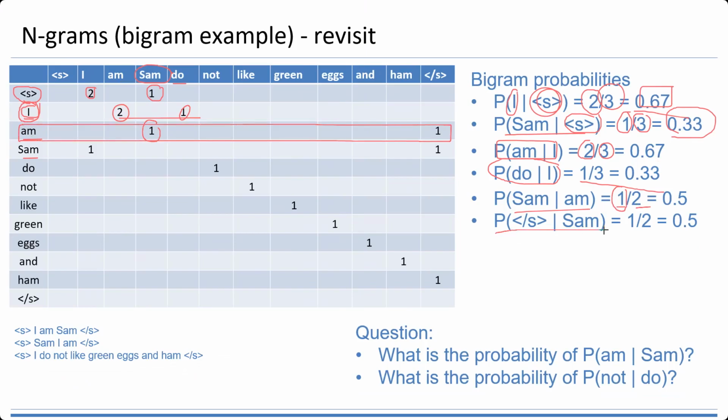And the last one is, what is the probability that Sam is at the end of the sentence? Then we have Sam followed by the end of the sentence. Then we have 1, and we know that for Sam, there are 2. So 1 over 2. So it is half.